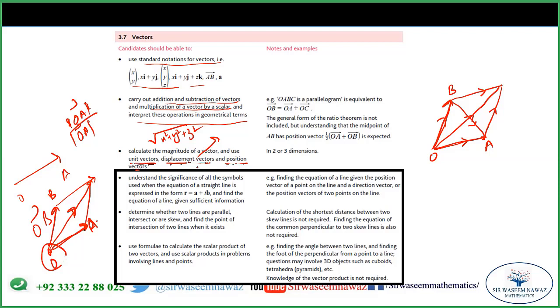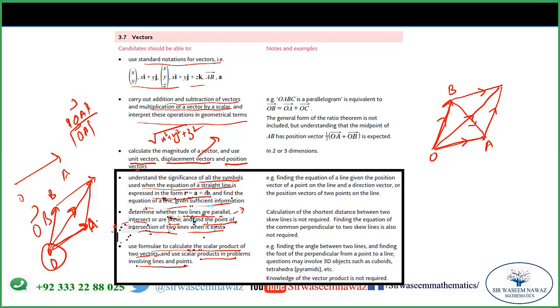And what we have done today: understand the significance of all the symbols used when the equation of a straight line is expressed in the form r equals a plus tb. Find the equation of the line. Determine whether two lines are parallel, intersect, or skew. We have seen that for parallel lines the direction vector is the same. When the lines intersect, we equate them, solve two equations, and put in the third, it must be the same. If it is not the same, they are skew. Find the point of intersection. We have done this. Calculate the scalar product of two vectors, and use the scalar product in problems involving lines and vectors.